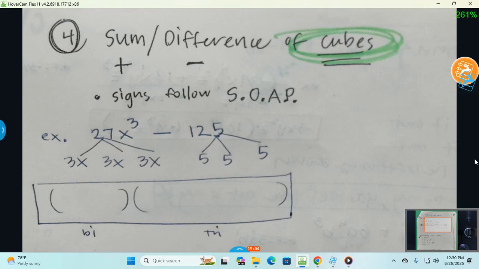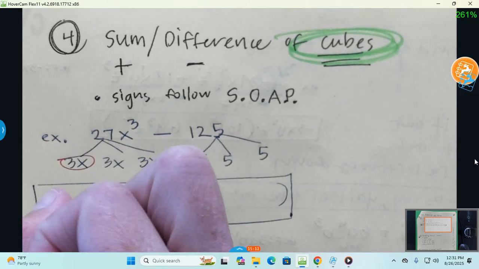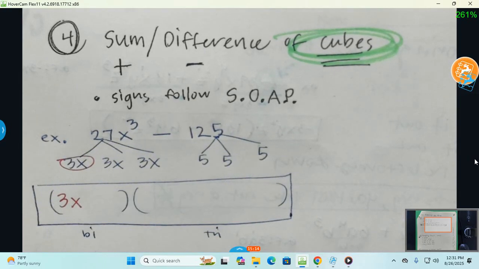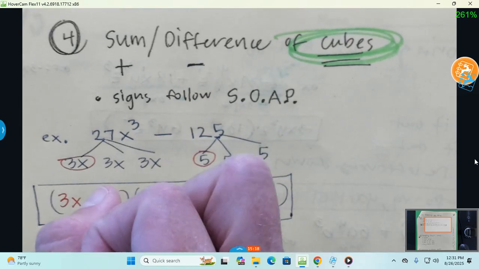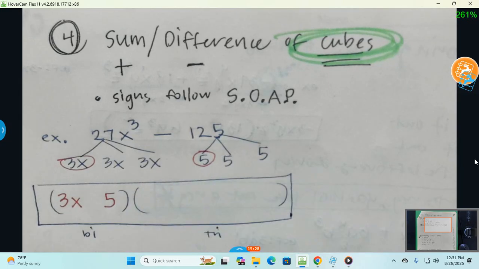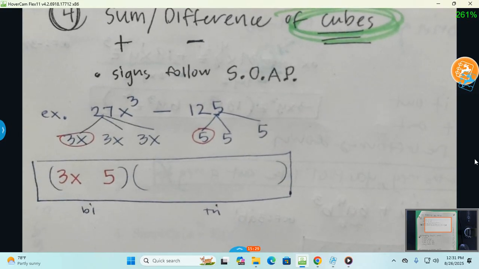All right. Here's what you do. You take the first term in the front, which is 3x, and you put it at the front. You take the first term in the back, which is 5, and you put it at the back. And that's it for that term. It's a 3x and a 5. It has to be in the order that it was given to you. Okay?